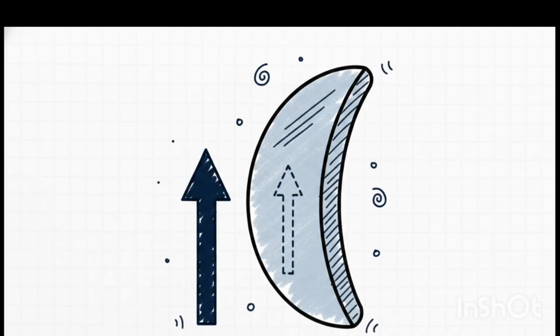Now, unlike that crazy shape-shifting concave mirror we just looked at, the convex mirror is incredibly predictable. A convex mirror curves outward, and no matter where you place the object, it only ever produces an erect, virtual, and diminished or small image behind the mirror. It does one thing, and it does it well.